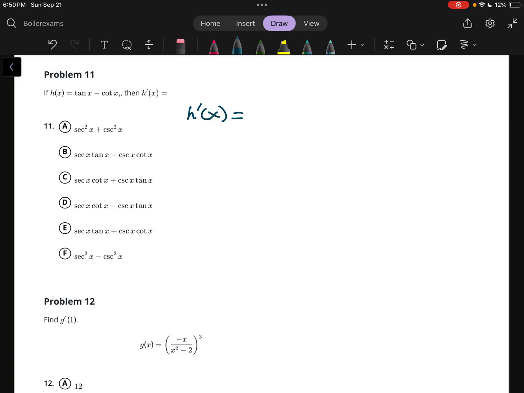So the derivative of tangent x equals secant squared x, and the derivative of cotangent x equals negative cosecant squared x. So that means that h prime of x, I'll write it a little below.